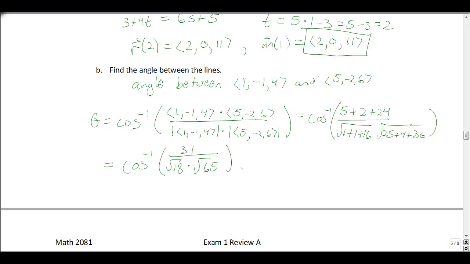You could multiply 18 by 65, get some larger number in terms of one square root. Maybe you could rationalize the denominator. You could also approximate this with a decimal, either in degrees or radians for your inverse cosine. But this gives you an exact answer here. And it doesn't appear that it's going to simplify very much.